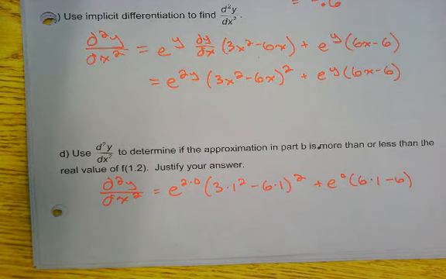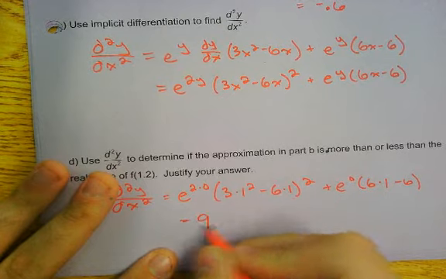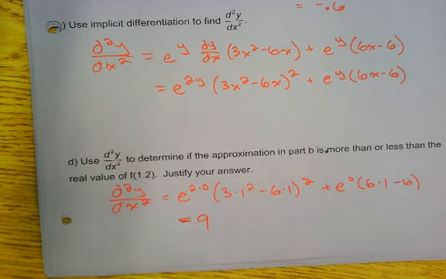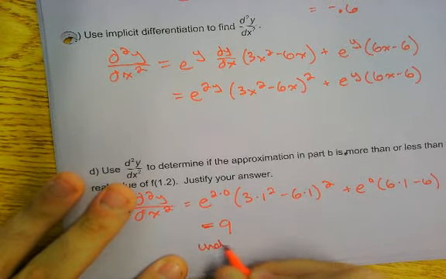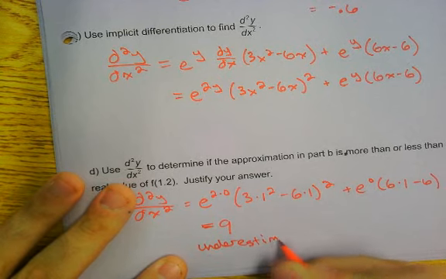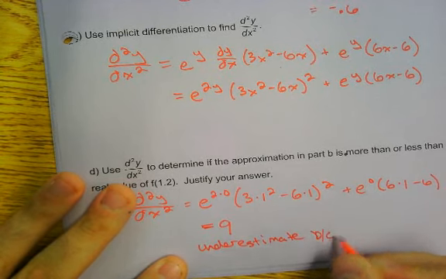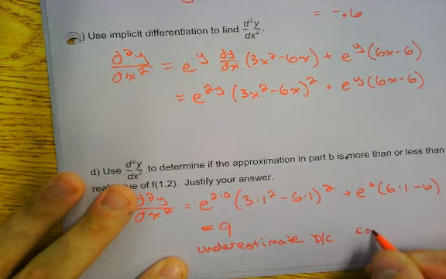Nine? 9? What does that tell us? Underestimate because? Concave up.